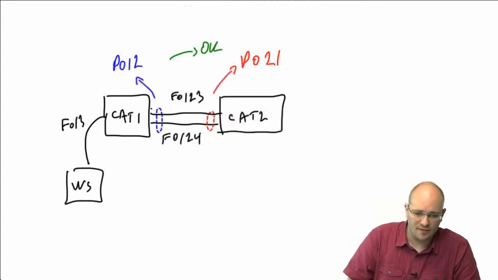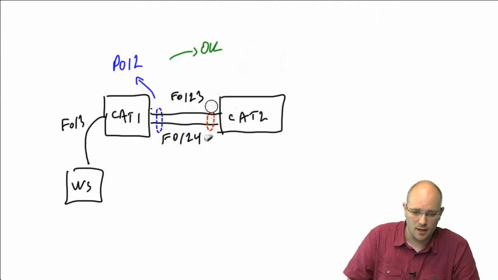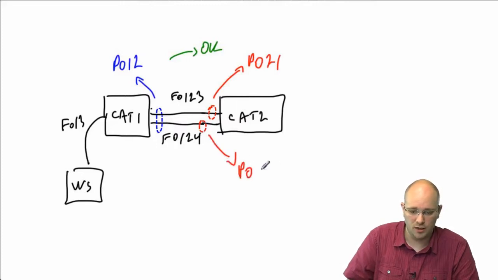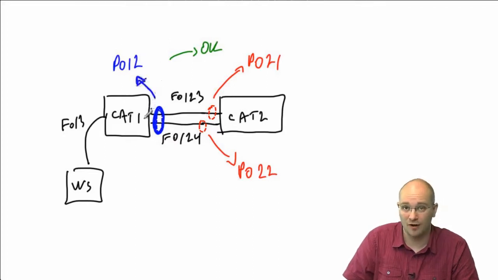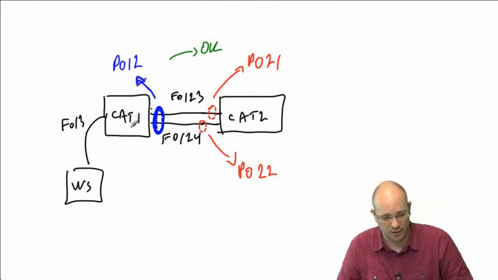Instead of having a single Etherchannel on Cat2, let's try to build a misconfigured Etherchannel by having two of them configured. So one of them here is going to be, let's say, port channel 21, and this one here is going to be member of port channel, let's just say 22. Now, on Cat1, both of these interfaces here are going to be in port channel 12. Let's see what happens in this particular case.